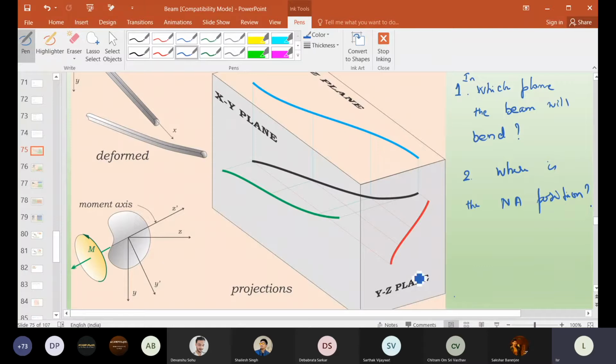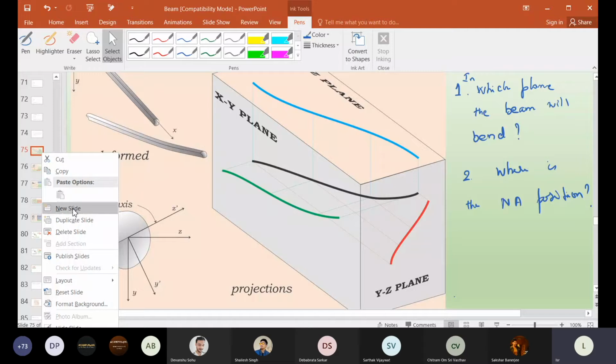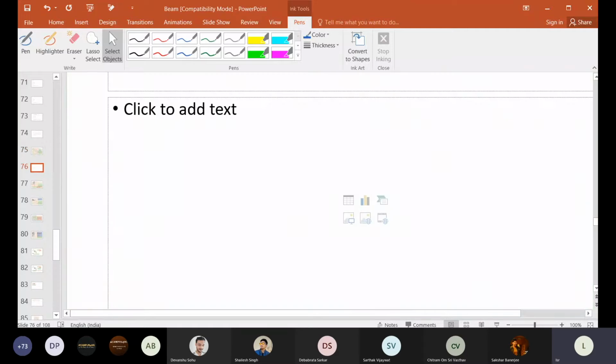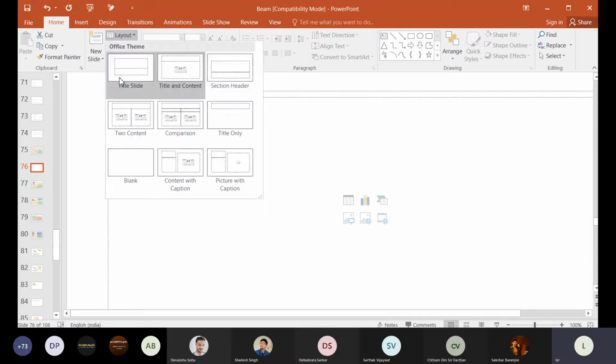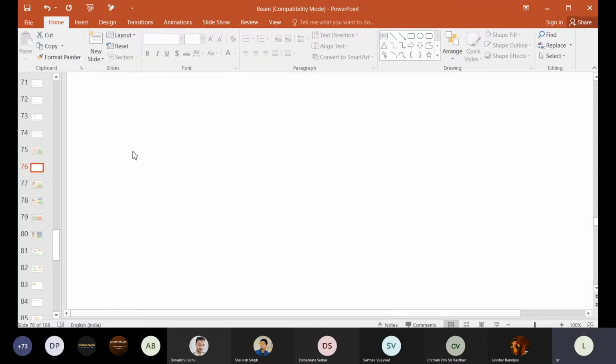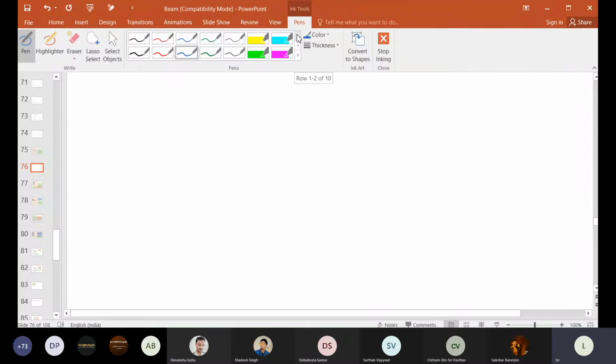let me put one more slide here. Layout should be like this. Now, before answering this question, let me do one thing. We will revisit our simple bending. In case of symmetrical bending, where is the neutral axis position, we'll find out.